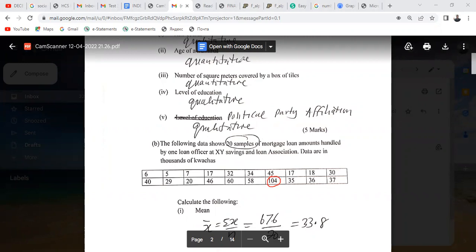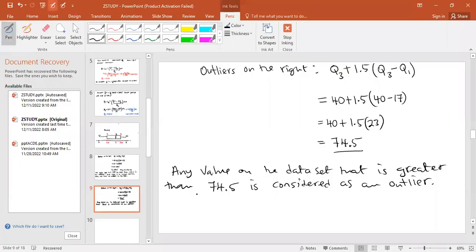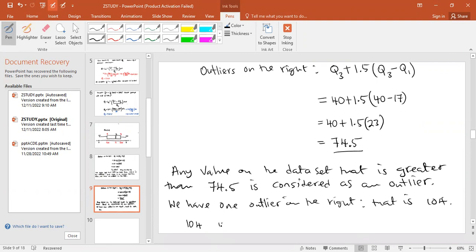So it means we have one outlier on the right, and that outlier is 104. 104 is the only outlier we have.